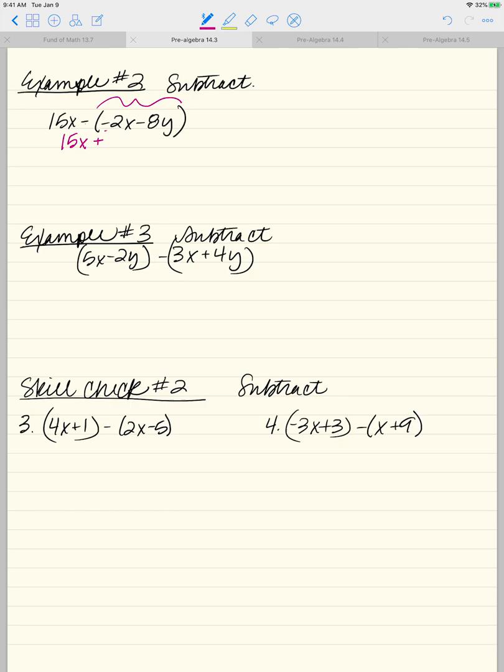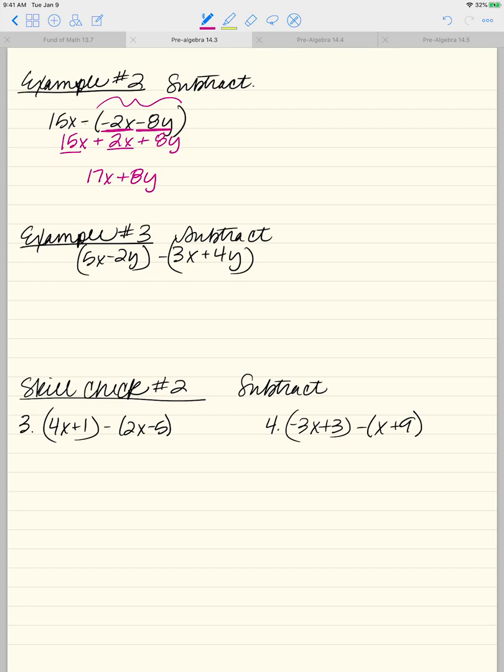And what is the opposite or additive inverse of negative 2x? That is 2x. What is the additive inverse of negative 8y? That is 8y. So now we have 15x plus 2x plus 8y. Find your like terms, x and x, 17x plus 8y. And that is as simple as that one can get.